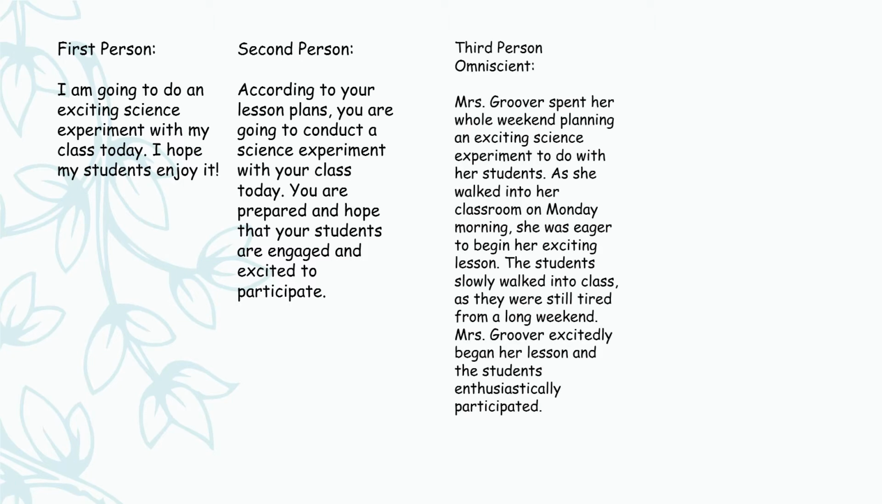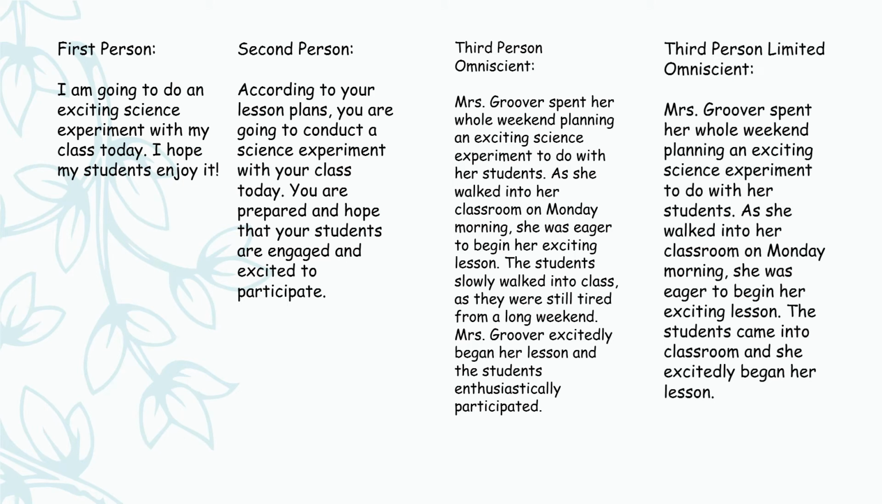In third person omniscient, this is when the narrator is all-knowing. So I'm telling the thoughts and feelings of all characters. So I would say, Miss Gruber spent her whole weekend planning an exciting science experiment to do with her students. As she walked into her classroom on Monday morning, she was eager to begin her exciting lesson. The students slowly walked into class as they were still tired from a long weekend. Miss Gruber excitedly began her lesson, and the students enthusiastically participated. So that's the all-knowing, conveying thoughts and feelings of all the characters.